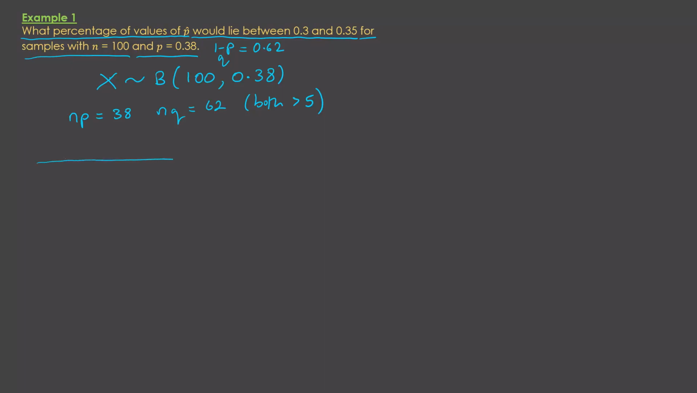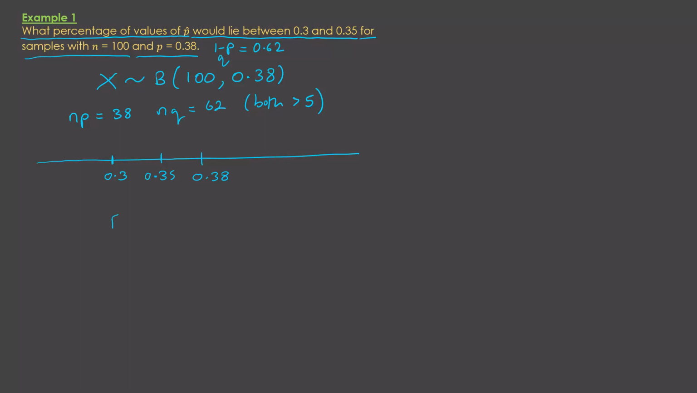Now think about what the question is asking. Here we have a binomial where the probability of success is 0.38, and we're taking samples from this. We're just being asked, what percentage of those samples would we expect to give us p hat, or the estimated sample proportion, being between 0.3 and 0.35.